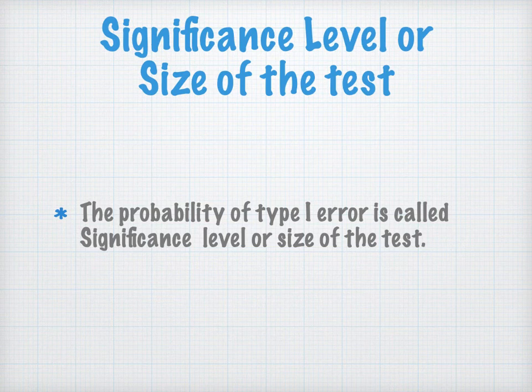Now, we have already discussed what the probability of type 1 error is. The probability of type 1 error can also be called the size of the test, or in simple terms, the significance level.